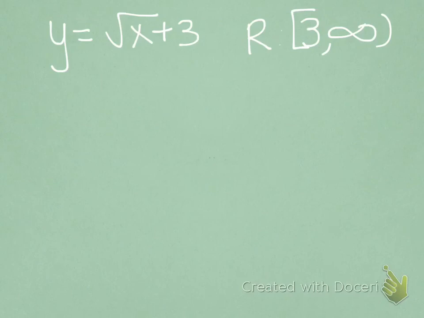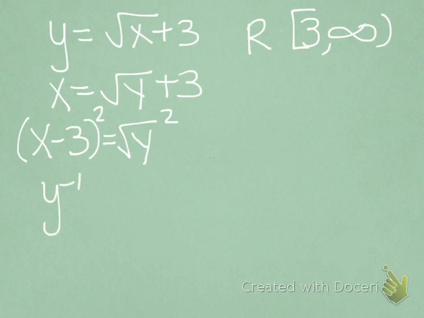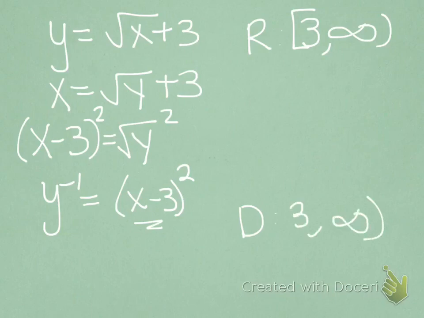Alright, so to find the inverse, I'm going to switch x and y. I'm going to subtract 3, and then I'm going to square both sides. So the inverse of y, now this one you can actually leave in factored form. You know it's a quadratic, so our domain, since this is a horizontal shift, is 3 to infinity, just like the range before. In class, we're going to do tougher problems, but this is the base.